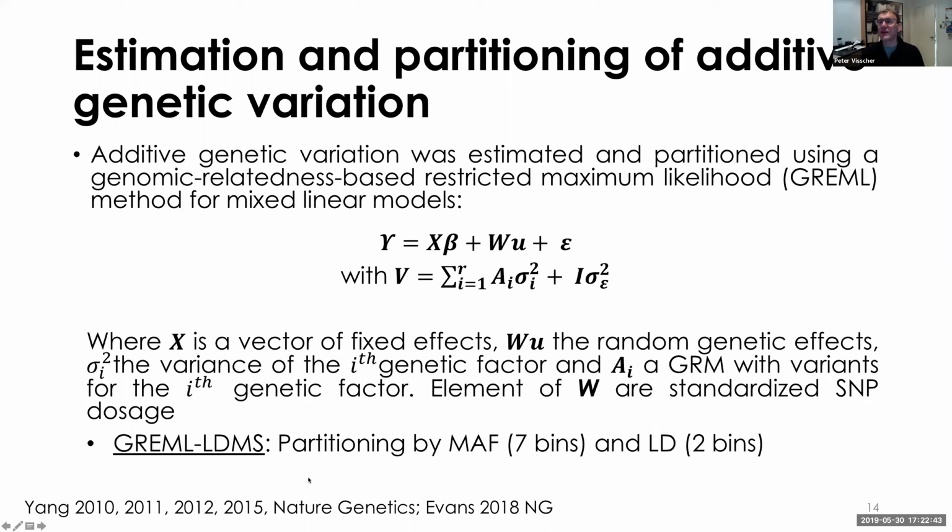For most of the analysis, so the default analysis for which I'm going to show you the results, the partitioning is by 14 bins. So we annotate a SNP according to its minor allele frequency and whether its LD score is high or low.